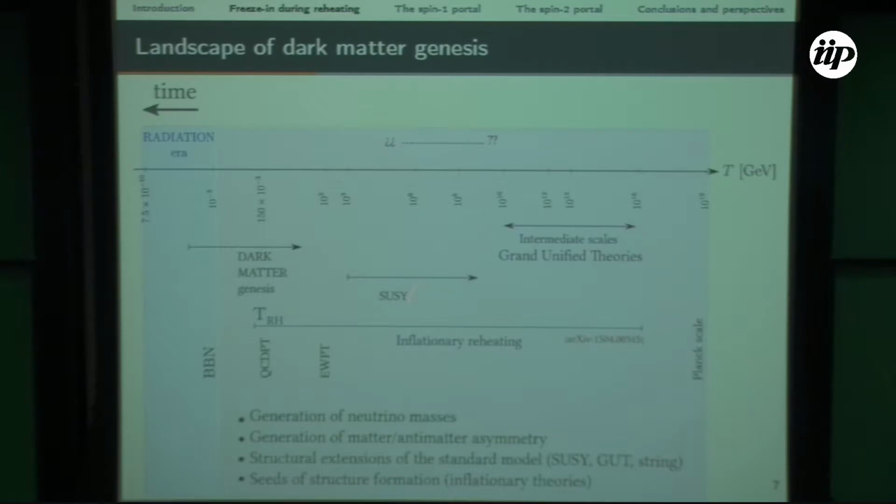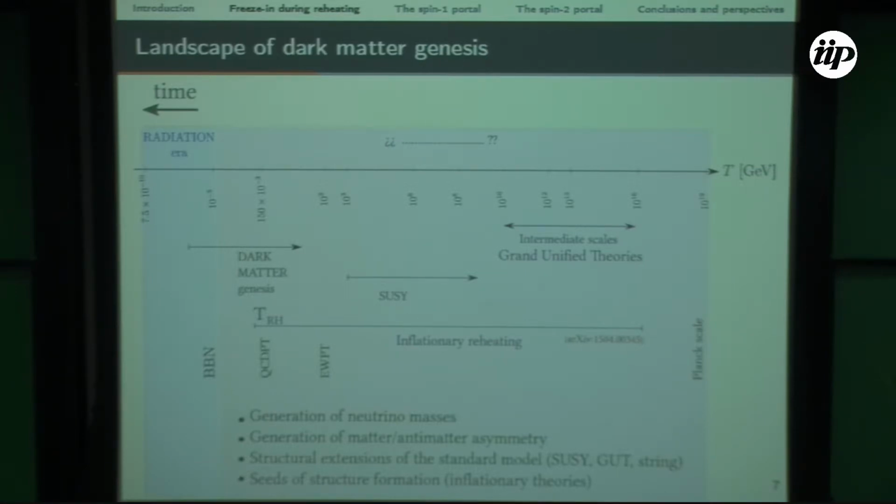For instance, unification of electroweak and strong interactions can break at intermediate scales of 10 to the 10, 10 to the 16 GeV. And finally, the seeds of structure formation and the genesis of matter could be explained in these inflationary theories, in which a field called the inflaton makes the universe expand exponentially and then decays into standard model particles, and would be the start of the radiation era.